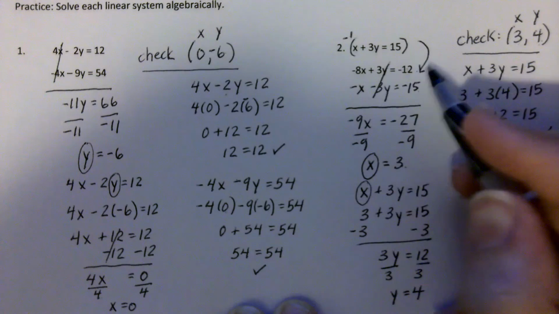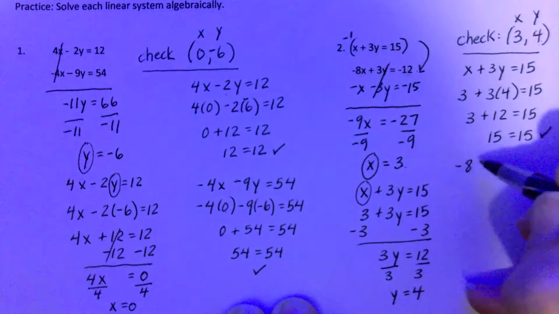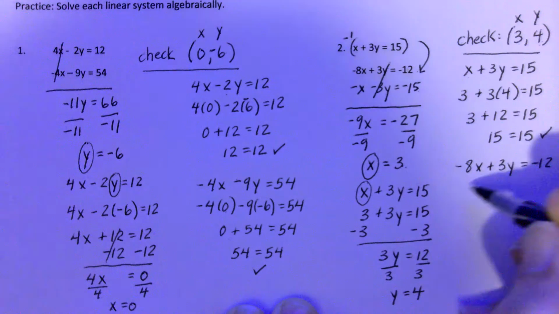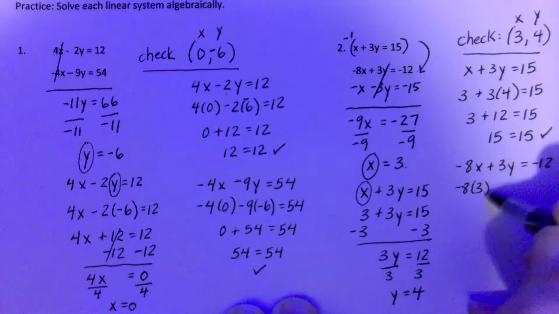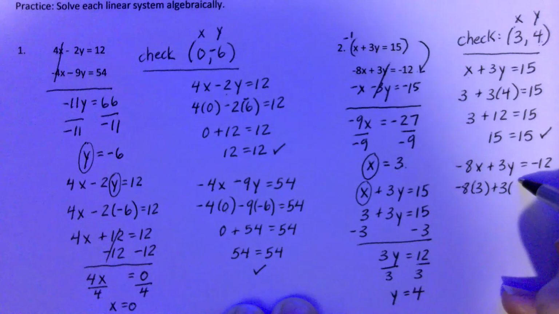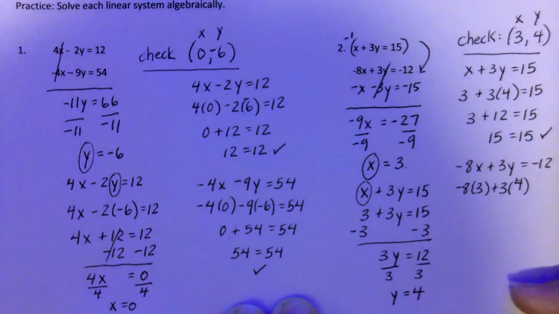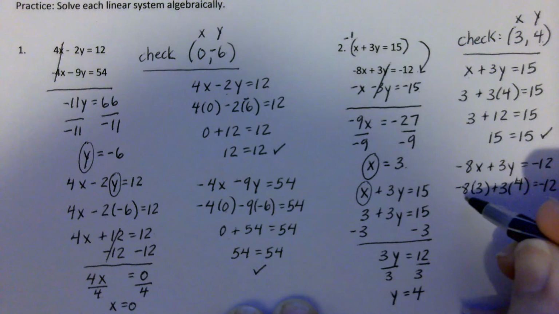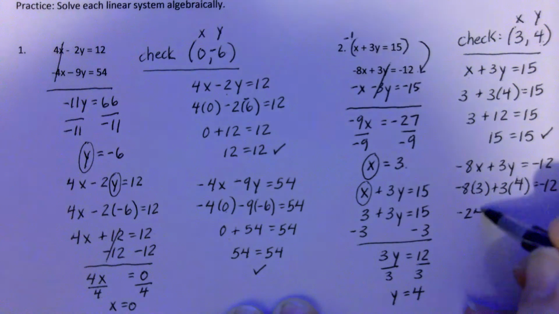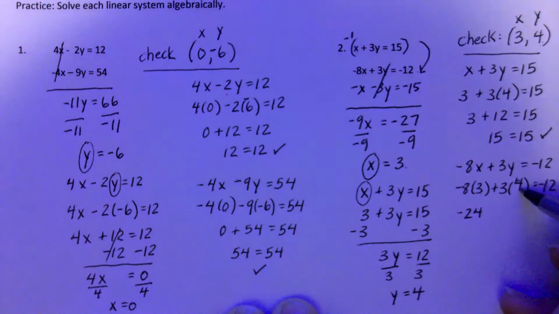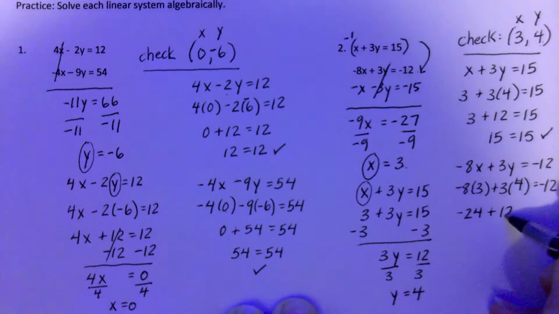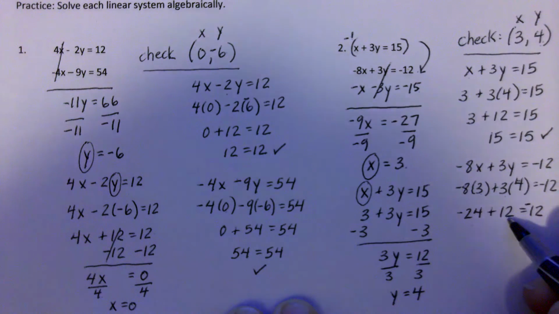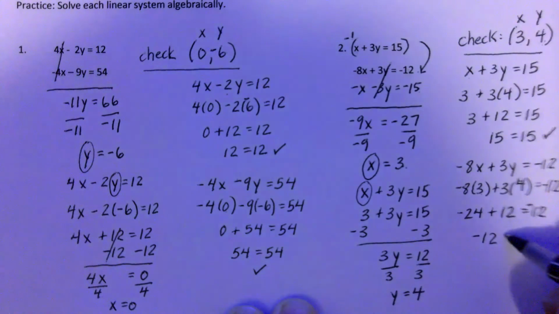Right, let's write our other original equation. -8x plus 3y equals -12. -8 times 3 plus 3 times 4, that's our y value, equals -12. And let's do the math. A -8 times 3 is a -24. +3 times +4 is a +12. And a -24 and a +12 is a -12.